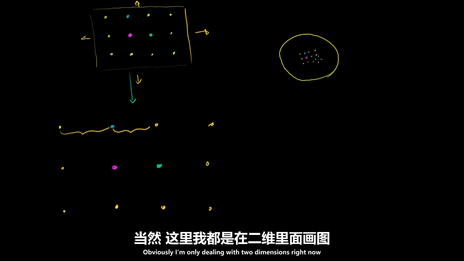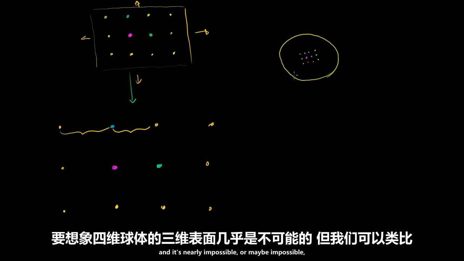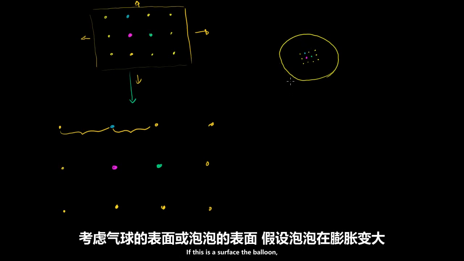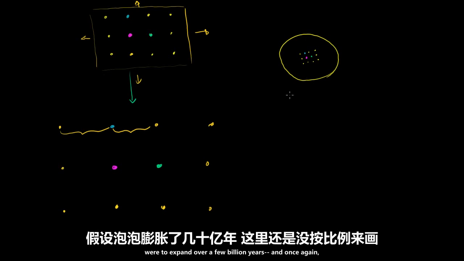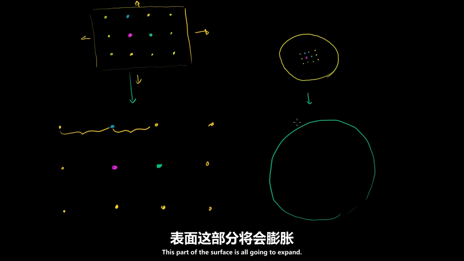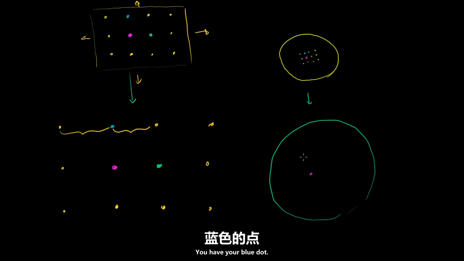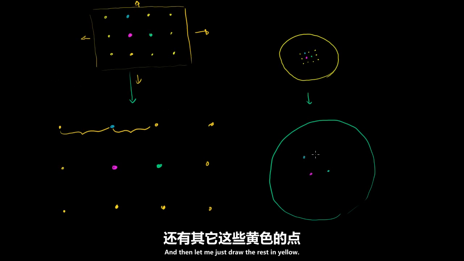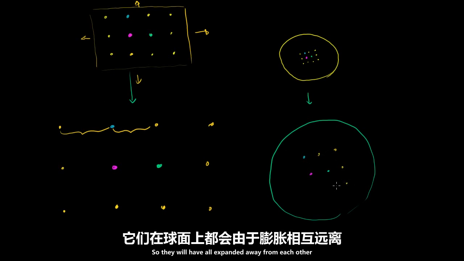Obviously, I'm only dealing with 2 dimensions right now. And it's nearly impossible, or maybe impossible, to imagine a 3-dimensional surface of a 4-dimensional sphere. But the analogy holds. If this is the surface of a balloon, or the surface of a bubble, if the bubble were to expand over a few billion years, and once again, not drawn to scale, so now we have a bigger bubble here. This part of the surface is all going to expand. So once again, you have your magenta, you have your blue dot, you have your green dot right over here. And then let me just draw the rest in yellow. So they will have all expanded away from each other on the surface of this sphere.